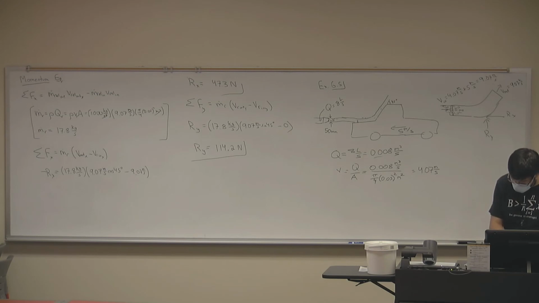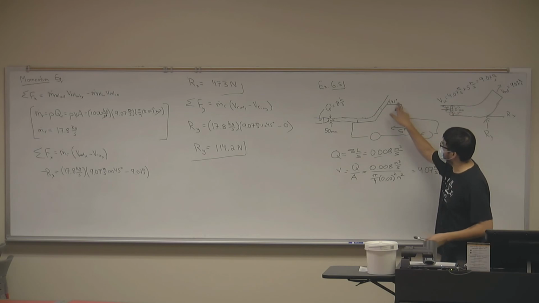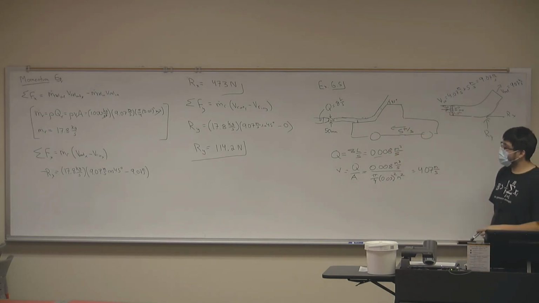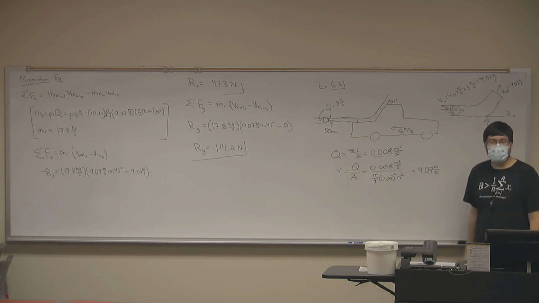Let's see, we have velocity. Oh, I see why the numbers are different, because the book uses 40, I use 45. That's all it is. Everything else is the same. Okay. I thought that I taught you incorrectly. I was like, oh no.